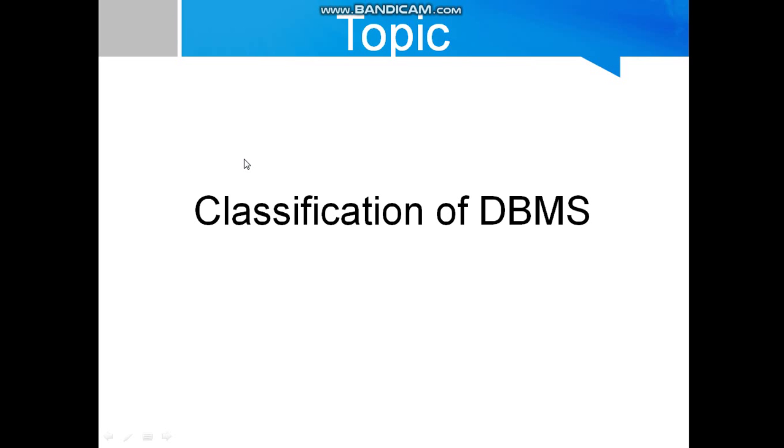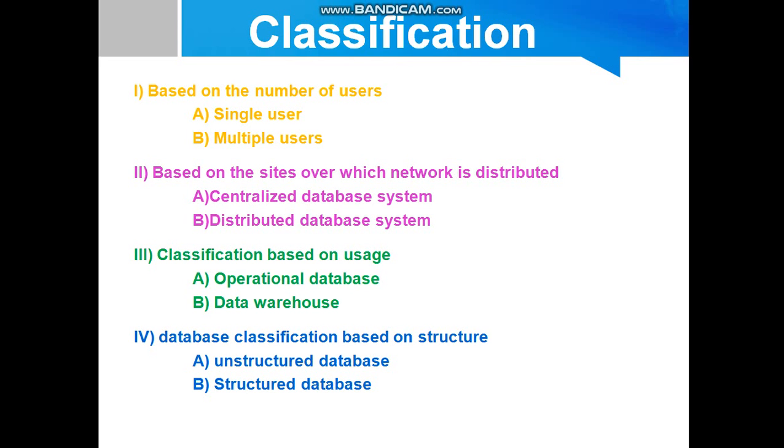Dear students, today our topic is classification of DBMS. Dear students, DBMS is classified by four categories. First one, based on the number of users. Based on the number of users, it will be divided into two categories, that is single user and multi-user. And second one, based on the sites over which the network is distributed.